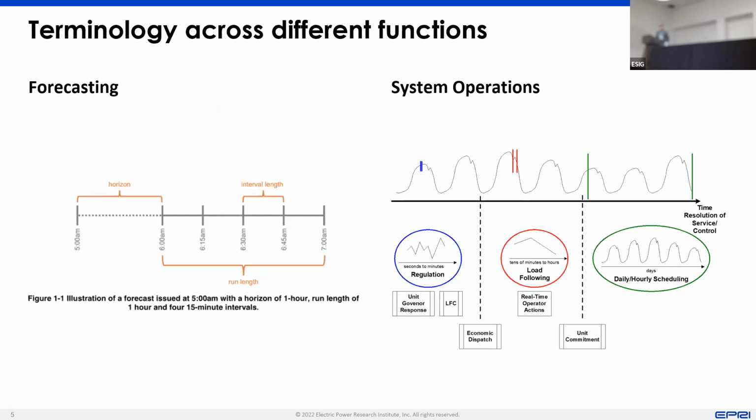Another one here, when we think about forecasting, we're thinking about things like horizon, how far ahead you're looking, the interval length in that forecast, and the run length, how long it's running for. That has to line up then, and we need to think about how that lines up with some of the system operations issues, whether that's the day ahead scheduling, unit commitment type processes, down into economic dispatch and load following, and down into regulating reserve, AGC, governor response, those types of things.